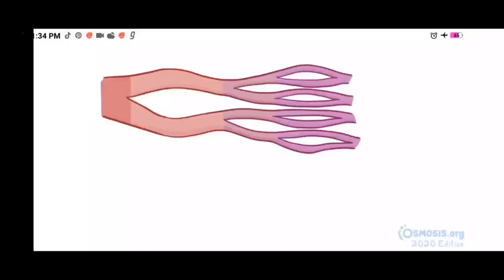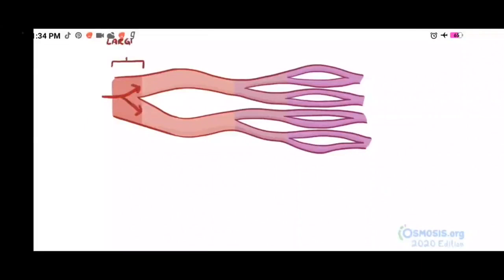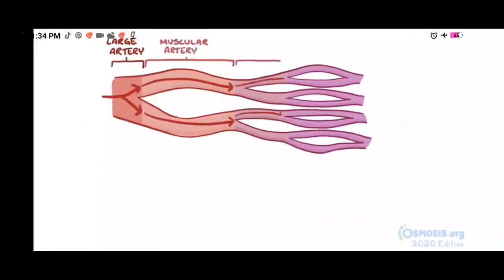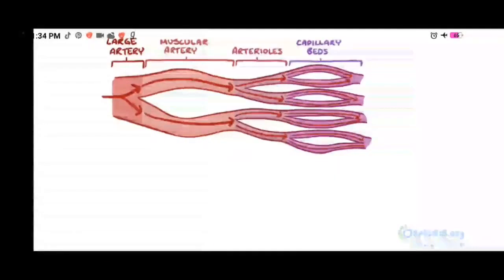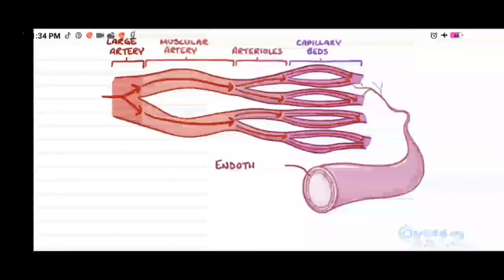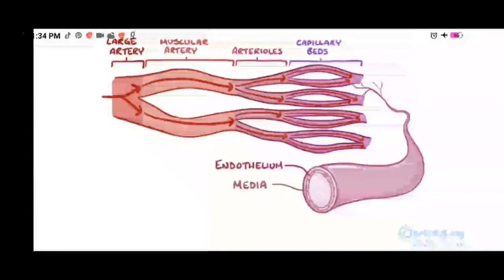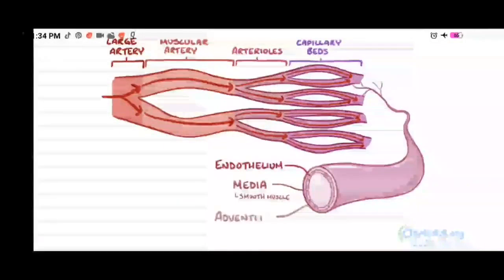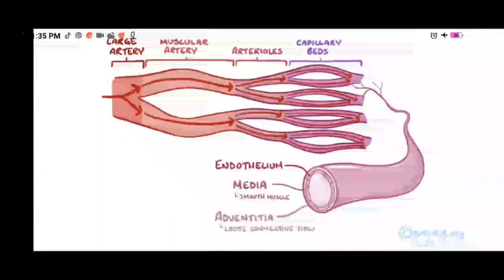Now we will study about the causes and types of Raynaud's condition. Normally the blood flows from the large arteries into the medium size or muscular arteries, and then into the small arterioles, which carry the blood to the capillary bed. All artery vessels have three layers. From inside moving out, there is the endothelium, then the medial layer, which contains the smooth muscles, and finally the adventitial layer, which has loose connective tissue and nerves.